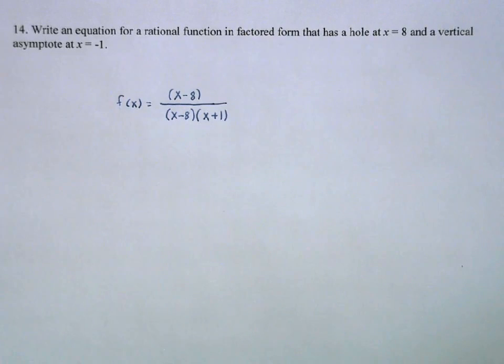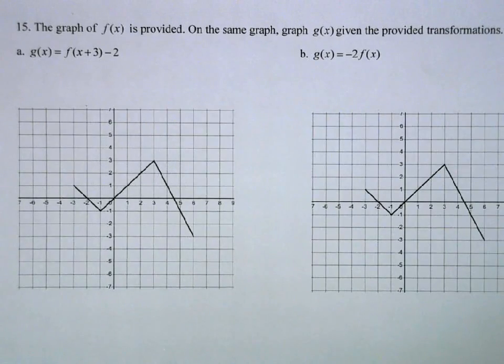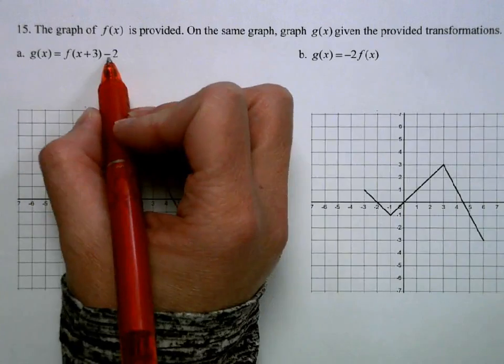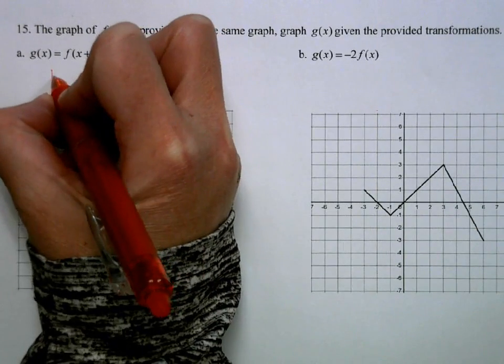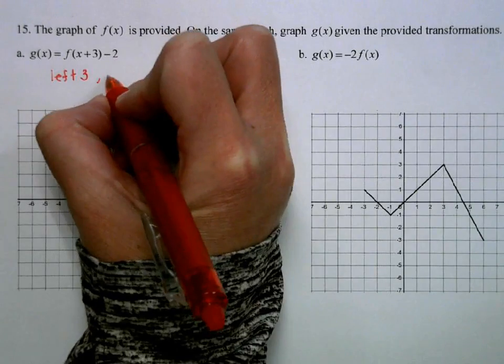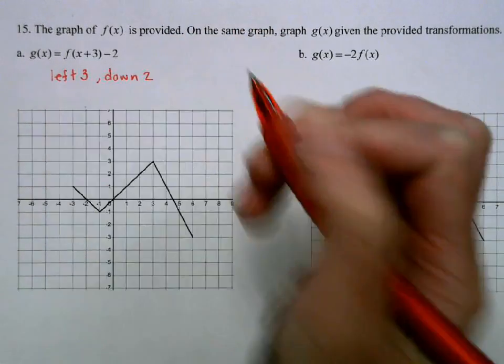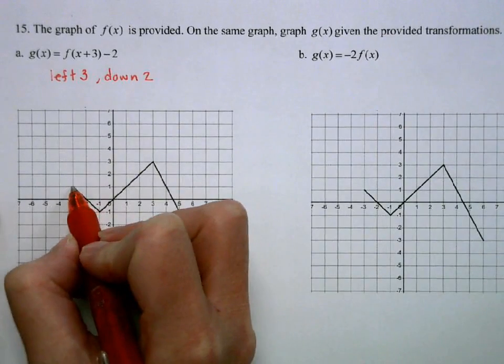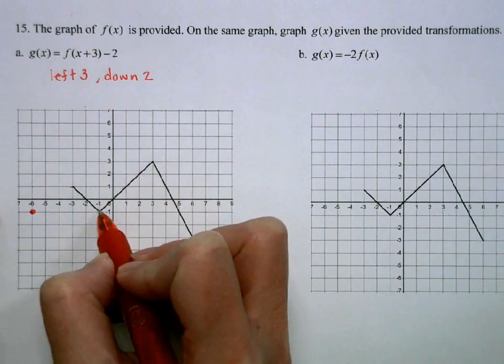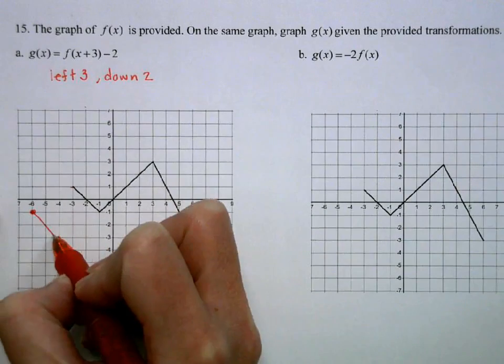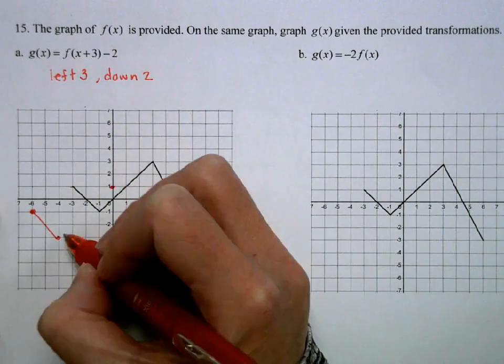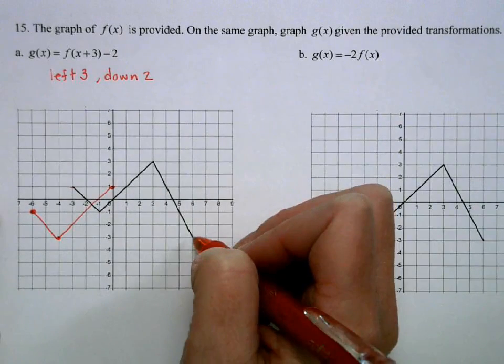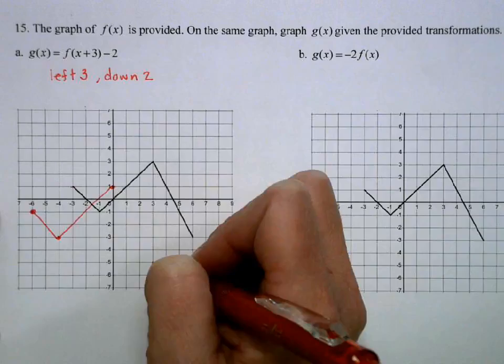Next, we have some transformations. So we need to recognize what's happening, and then we're going to graph the corresponding graph. So this is f of x, and f of x plus 3 minus 2 means we're going to the left 3 and down 2. Okay, so taking this point, go left 3, down 2, left 3, down 2, left 3, down 2. Or you can just kind of reconstruct what is already there. But again, this will be multiple choice, so you just have to pick the right one.